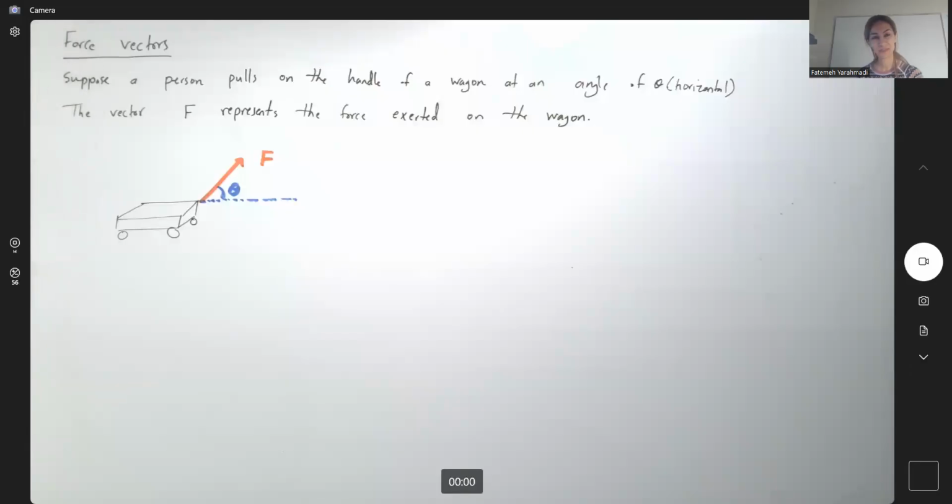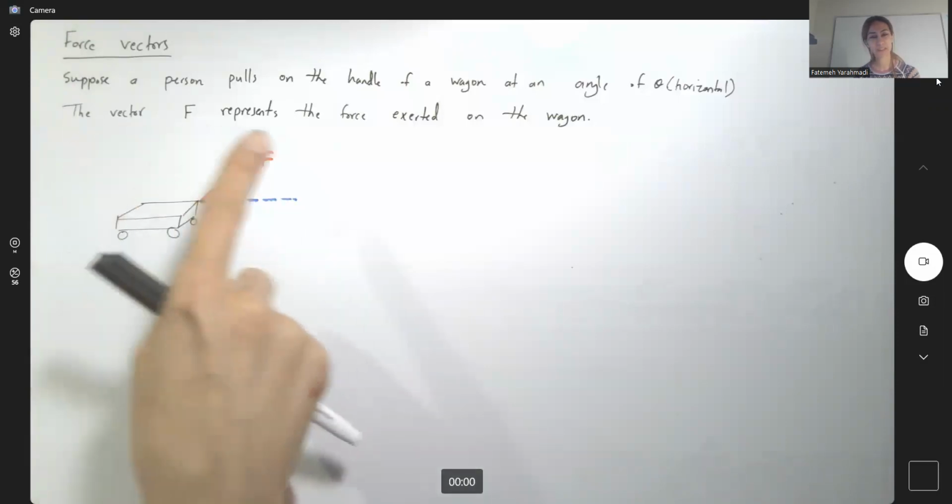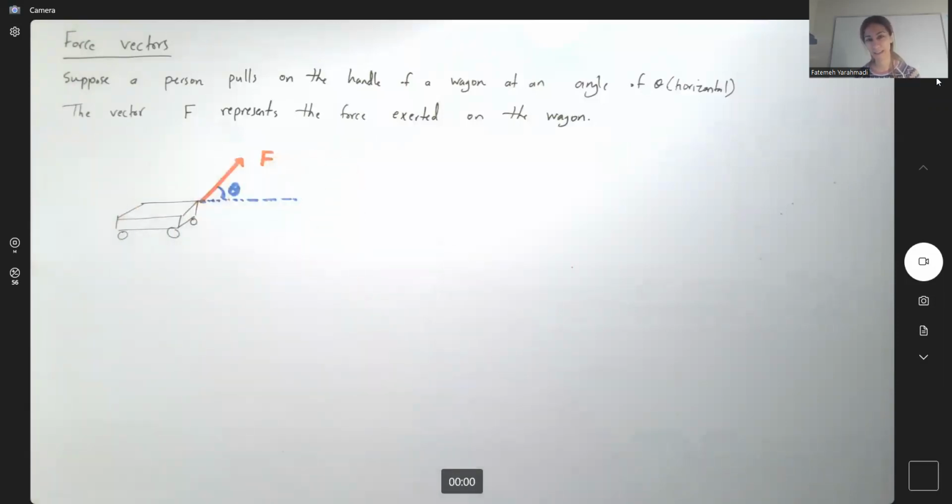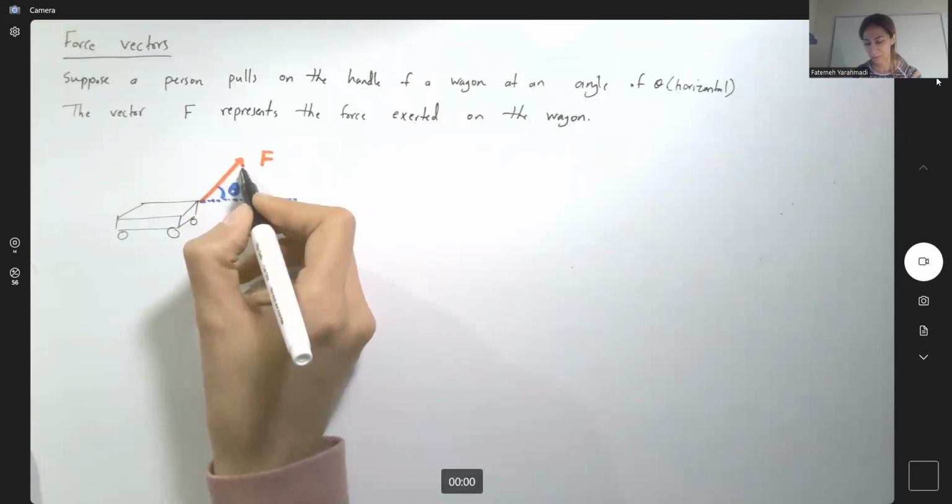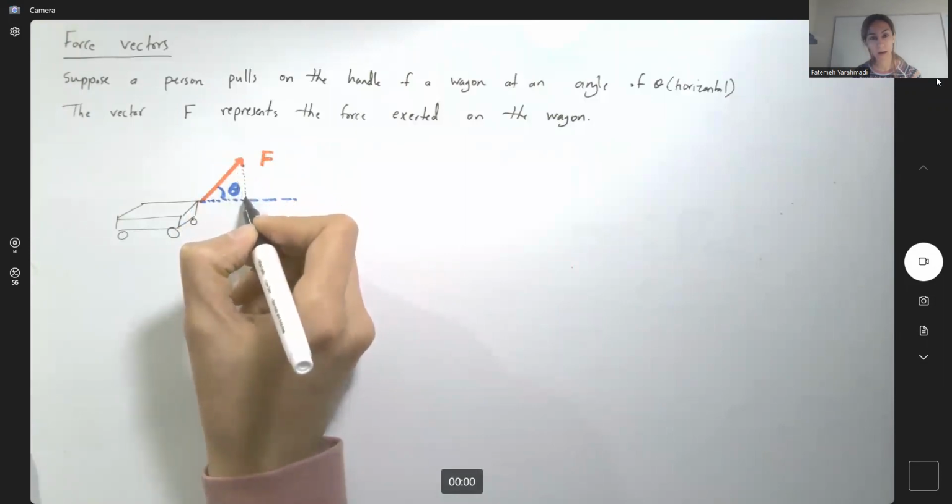Now that we introduced vectors, in physics we saw force vectors. Suppose a person pulls on the handle of a wagon at an angle of theta with positive part of x-axis, the horizontal. Then vector F represents the force on this wagon. So if you have the force, it is basically a vector that can be represented by its components.